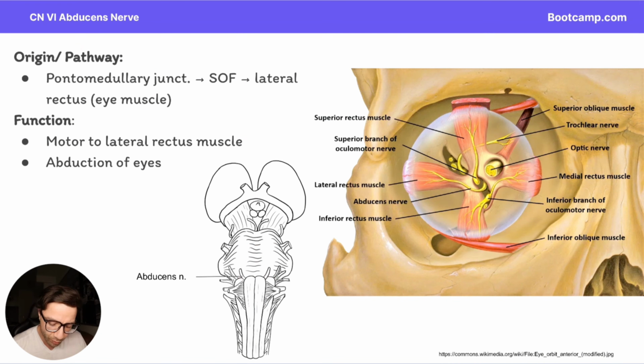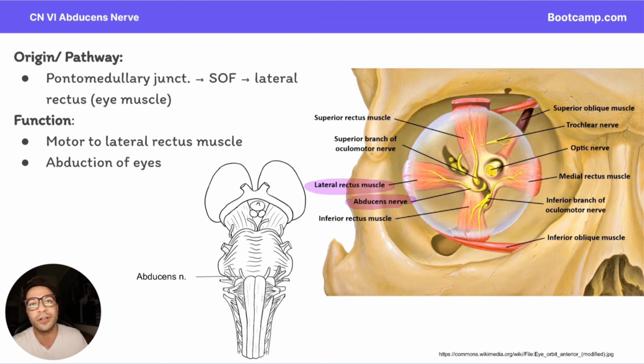And you can see when we're starting medial towards that midline, it's going to be the most medial cranial nerve coming off that pontomedullary junction. We have all these ones over here as well. So this is the abducens nerve. Like the other nerves that control extraocular eye muscles, it passes through that superior orbital fissure, and then it goes on to innervate this lateral rectus muscle right here.